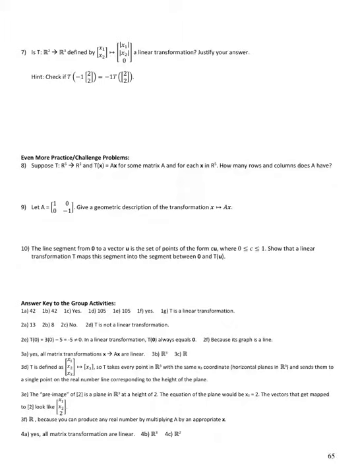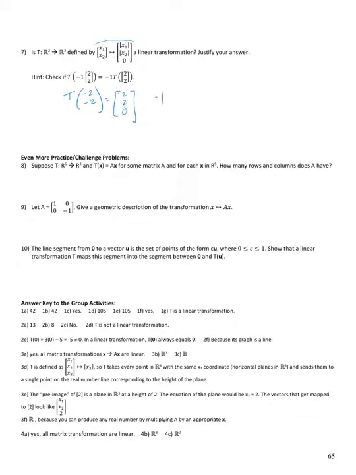Okay, T goes from R2 to R3 and is defined by T of x1, x2 equals the absolute value of x1, the absolute value of x2, 0. Is this linear? So hint, we want to check T of negative 1 times 2, 2, which is T of negative 2, negative 2. And according to this rule up here, the result should be 2, 2, 0.